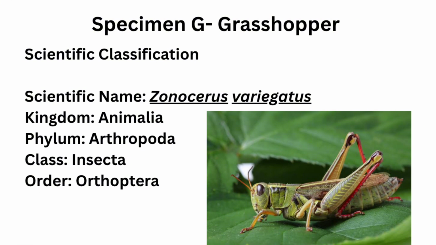Specimen G, grasshopper. So the scientific name is Zonocerus variegatus. It's under kingdom Animalia, phylum Arthropoda. It's an insect, order Orthoptera. So it falls under the class Insecta.